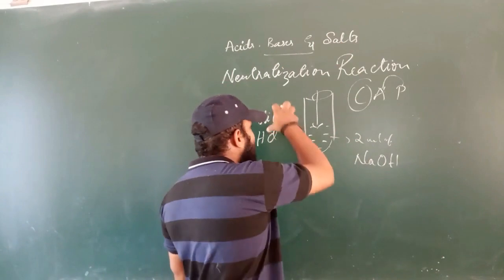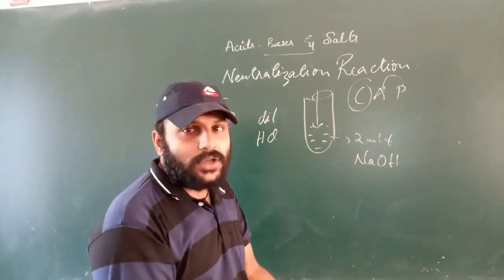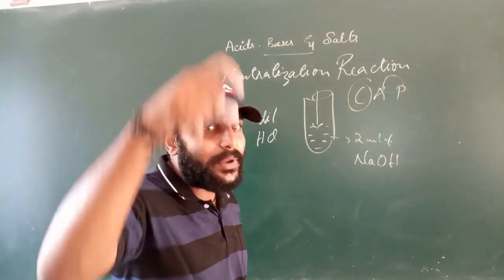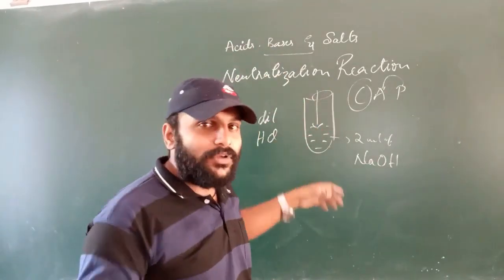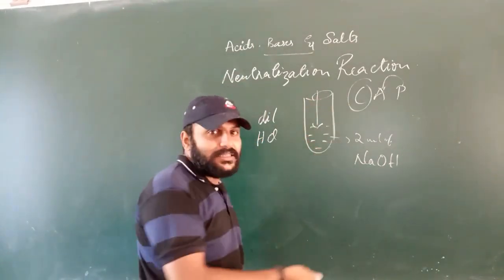What happens when HCl reacts with the base? A reaction takes place and we get salt plus water. Even after getting the salt, we are not stopping the addition of HCl. We will go on adding it. Now what happens? HCl will increase inside the solution.